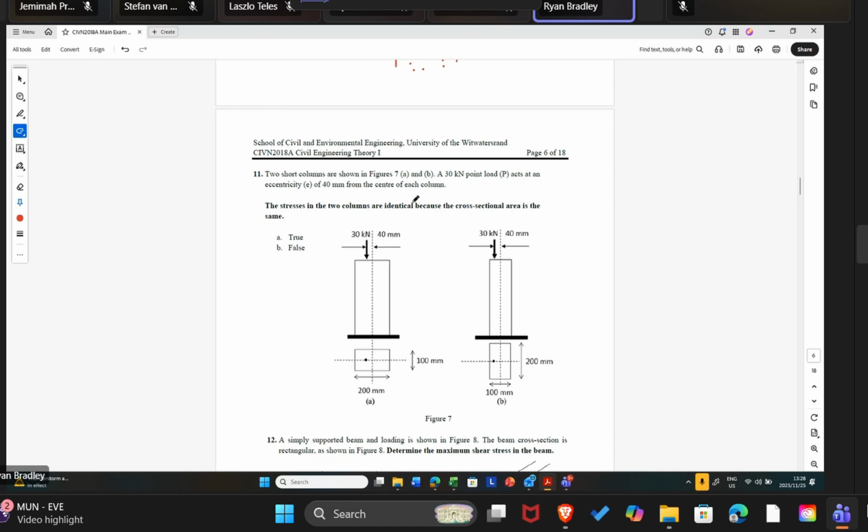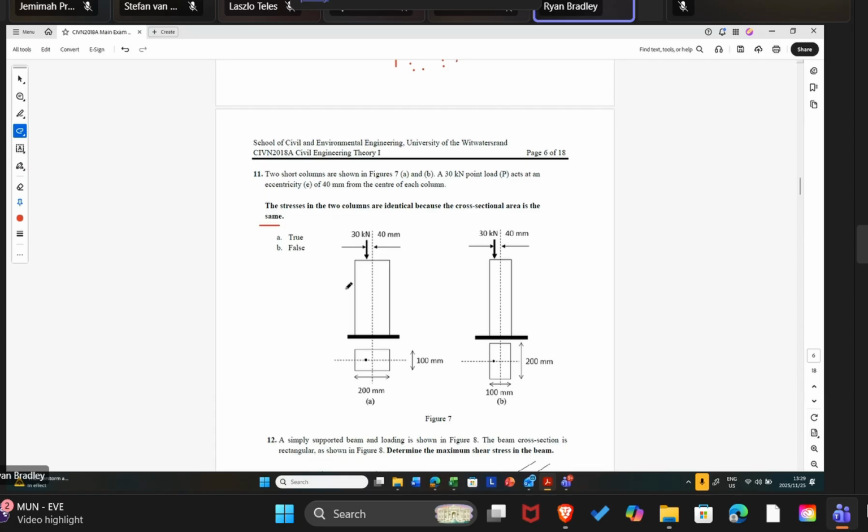Two short columns are shown in figure 7a and 7b. A 30 kilonewton load acts at a value e of 40 millimeters in both cases from the center of the column. So this is a statement now: the stresses in the two columns are identical because the cross-sectional area is the same. Okay, so that's the statement. Is the statement true or false?